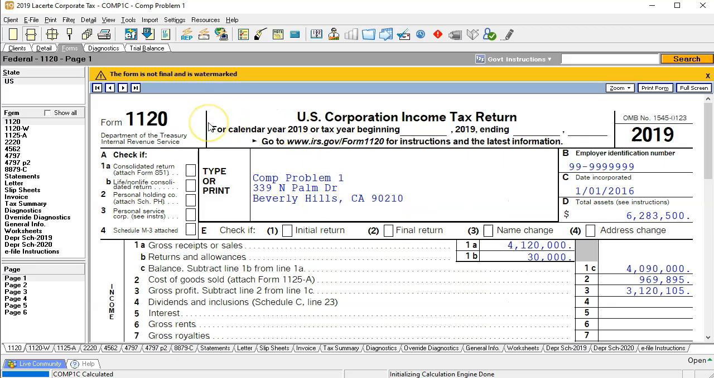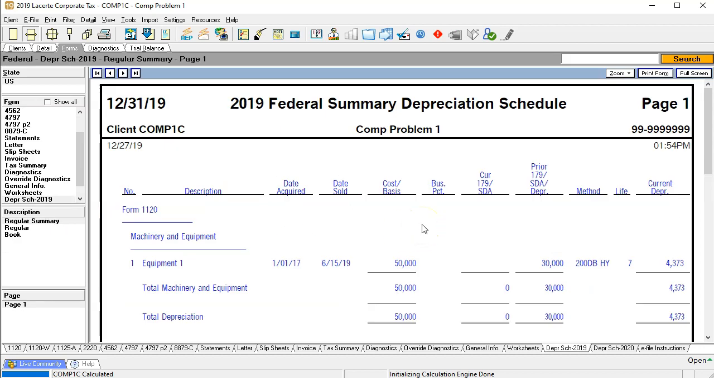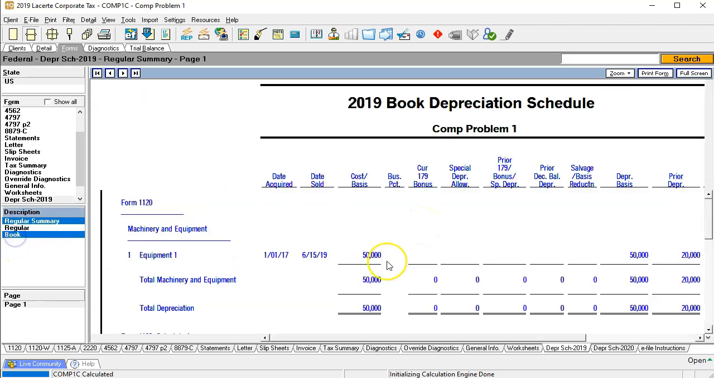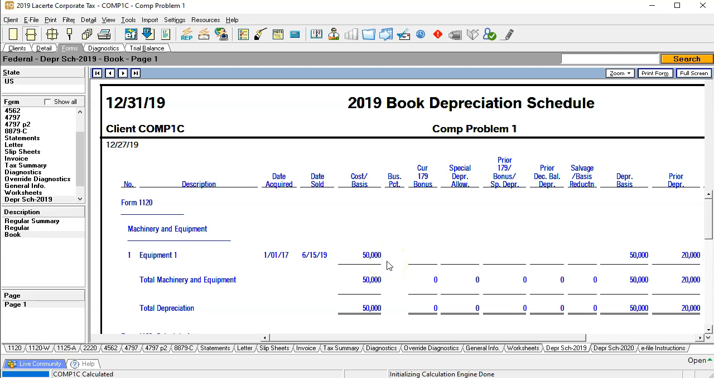Here we are in our form 1120. What we're going to be concentrating on here is the depreciation. We had a review process here, and we realized, and it was a little frightening for us for a little bit, that the beginning balance for the depreciation was not input properly.